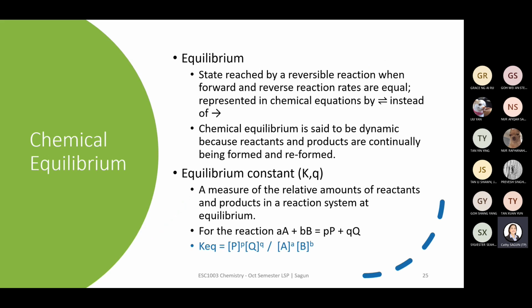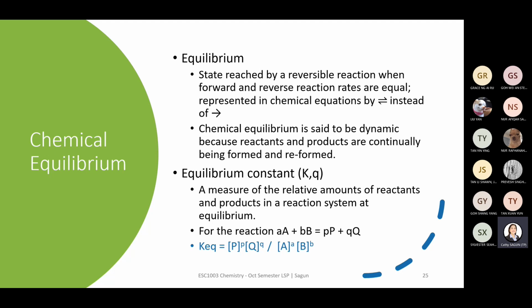Now we are at chemical equilibrium. I think some of the students, when I sent the feedback form, said that this is an area that you would like to revise. So I included it here in our revision. First, equilibrium is a state that the chemical reaction reaches because of the reversible reaction, when the forward and reverse reaction rates are equal.